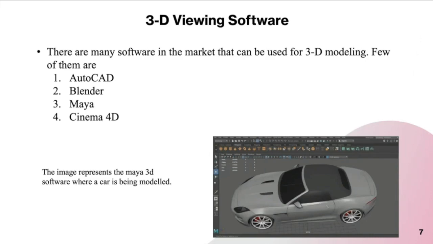Yeah, and here we can discuss the many software packages we are going to use for 3D viewing. We are very familiar with Blender and Maya, and there are a few other software packages in the market, like AutoCAD and Cinema 4D. Last semester, we used Blender in one more course to create 3D models. And this is Maya 3D, which is mostly used in graphics for movies and such. Here we can see an image of a car being modeled in 3D using Maya.